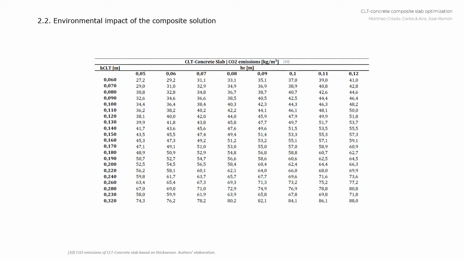This is a calculation that we have evaluated for all the commercial CLT and concrete thicknesses available, obtaining the following table, where CO2 emissions per square meter of slab can be obtained by selecting the CLT thickness in the left-hand column and the concrete thickness in the top row.